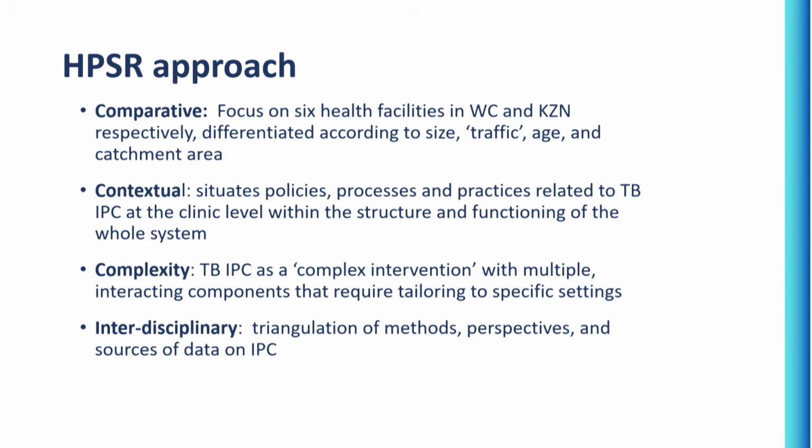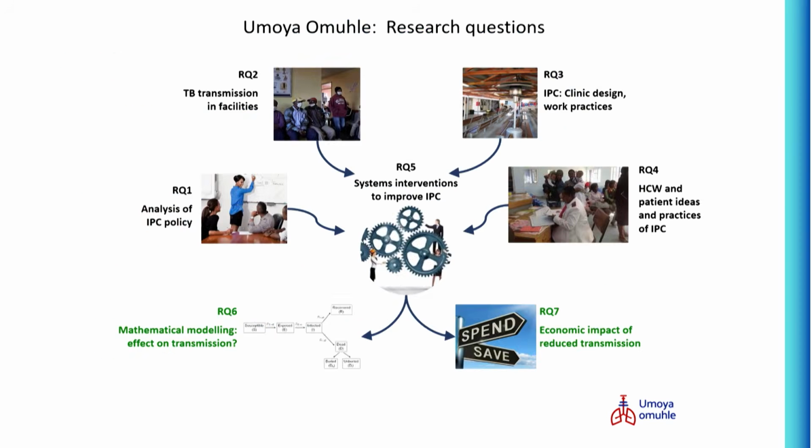So what else was going on? Not just TB, but what were the policies around, for example, chronic care, where the medications were being picked up, or what was the flow of services that might influence the level of congestion in the facility. Complexity: TB IPC was seen as a complex intervention with many interacting components. And the project was interdisciplinary, so triangulation of different methods, perspectives, sources of data on IPC.